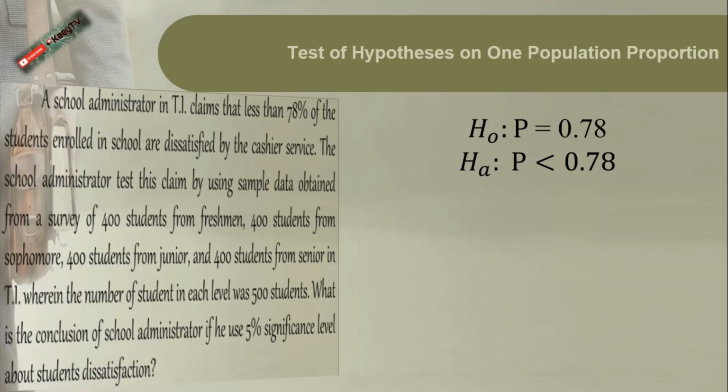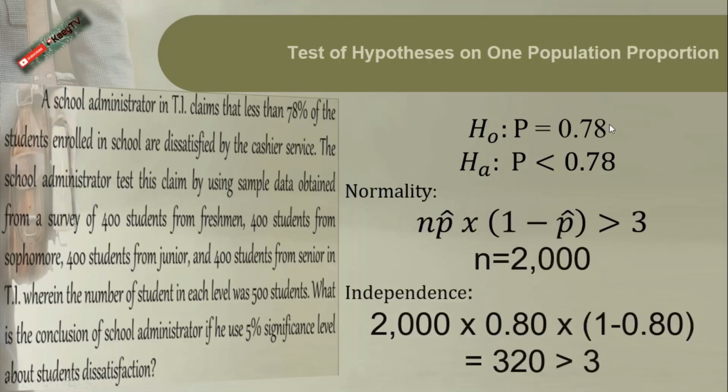So we have the conditions normality. Ito naman siya. N times P hat times the quantity or the difference of 1 minus P hat must be greater than 3. So, saan nanggaling tong N is equals to 2,000? Diba, naka-indicate dito na the number of students in each year level was 500. So, add up lang natin siya, kaya tayo may 2,000 dito.